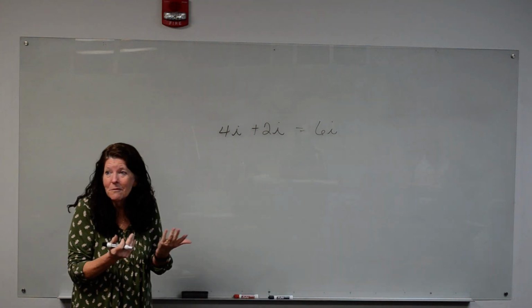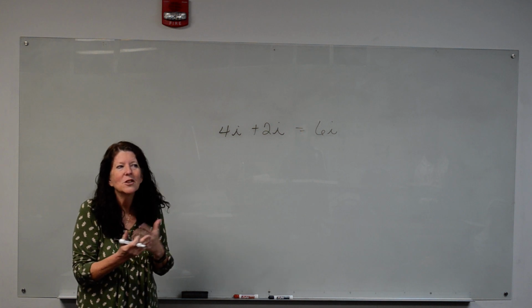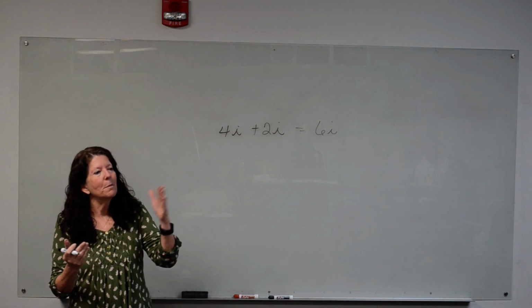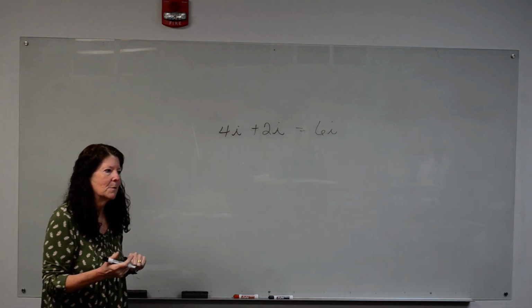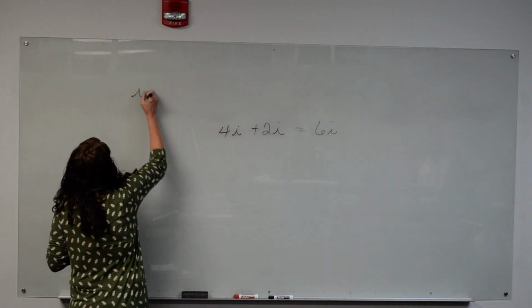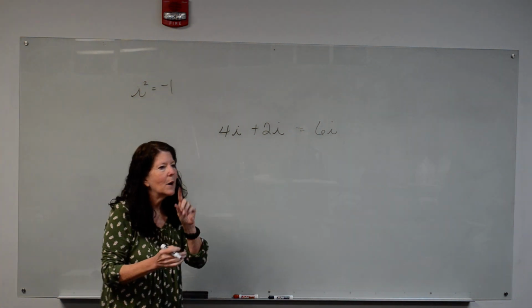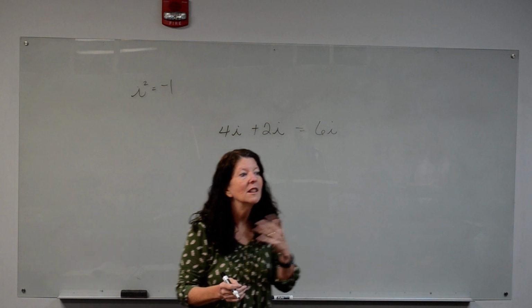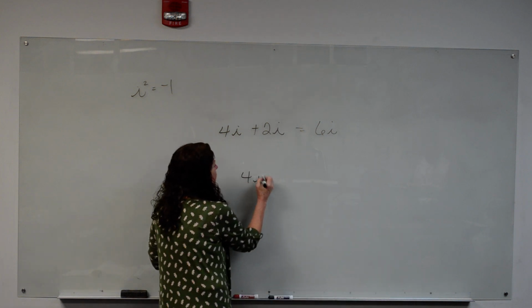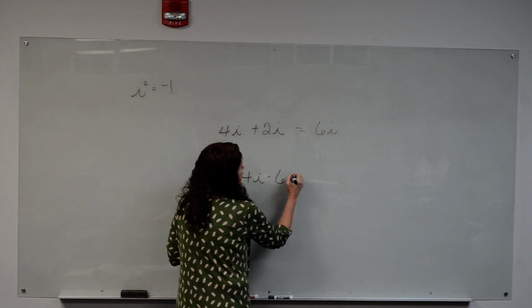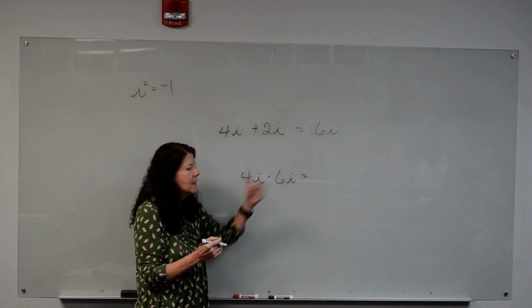6i. Isn't 4x plus 2x equal to 6x? Yeah, so the same rules that apply for variables apply for the i, with the one exception: i squared equals -1. So I can never have an i squared left in my equation. So let's say I took this and I said 4i times 6i. I'm multiplying now. What is that equal to?